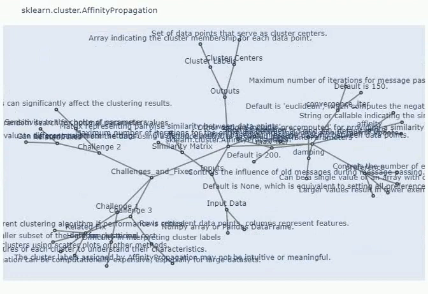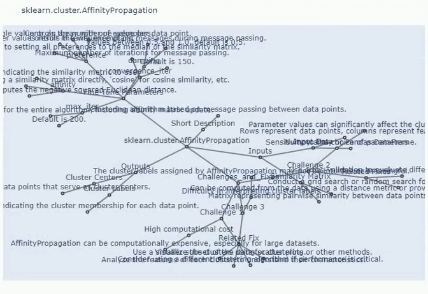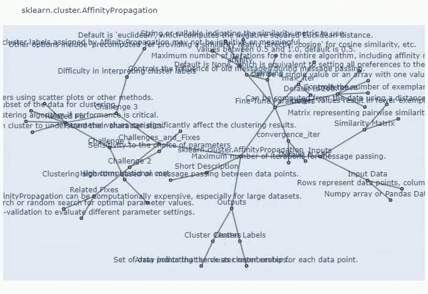Challenge 2: sensitivity to the choice of parameters. Parameter values can significantly affect the clustering results. Related fixes: conduct a grid search or random search for optimal parameter values. Use cross-validation to evaluate different parameter settings.